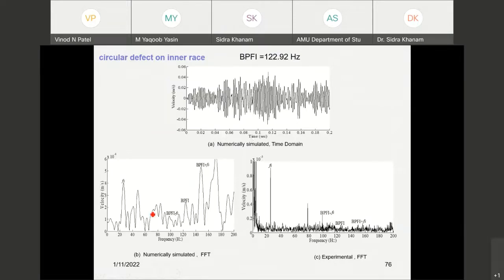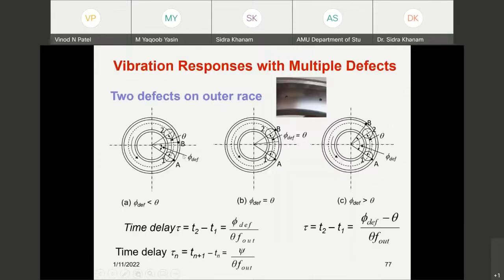Again, same thing, BPFI and BPFI minus FS, BPFI plus FS is available in that case. Now, this particular model can also be useful when more than one defect is available on the race. Suppose there are two defects. Let us say defect A is there, defect B is there on outer race. So there are three possibilities.